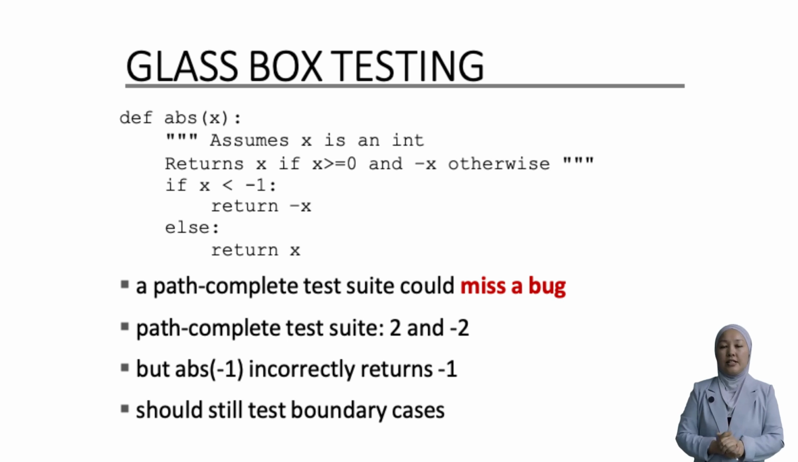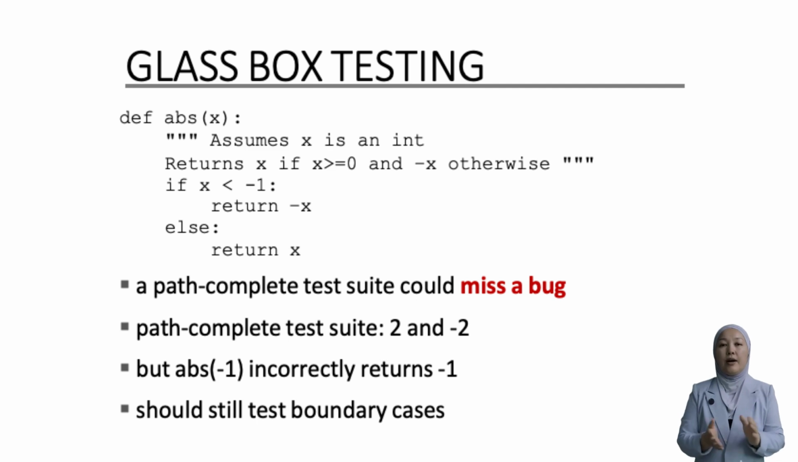Consider a flawed function intended to return the absolute value of an integer. The code checks if the input x is less than -1. If so, it returns -x. Otherwise, it returns x. A tester aiming for path completeness might see 2 paths, one where the if condition is true and one where it is false. They might test with x = -2 and x = 2. Both tests would pass, suggesting the function is correct, but a bug remains.